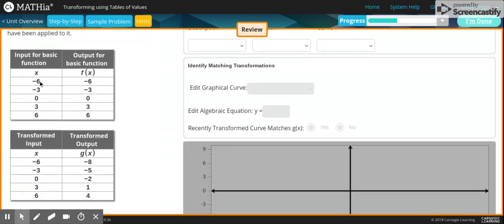So when we look at our x values over here, it doesn't look like they changed. They're in both tables, they're both -6, -3, 0, 3, 6. But then over here on g of x, it says -8, -5, -2, 1, 4. So when we look at the first terms, what's happening from -6 to -8? It's going down 2.